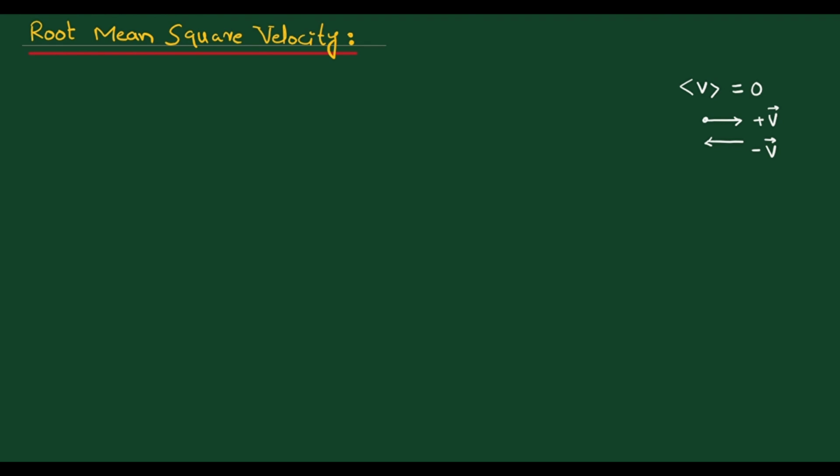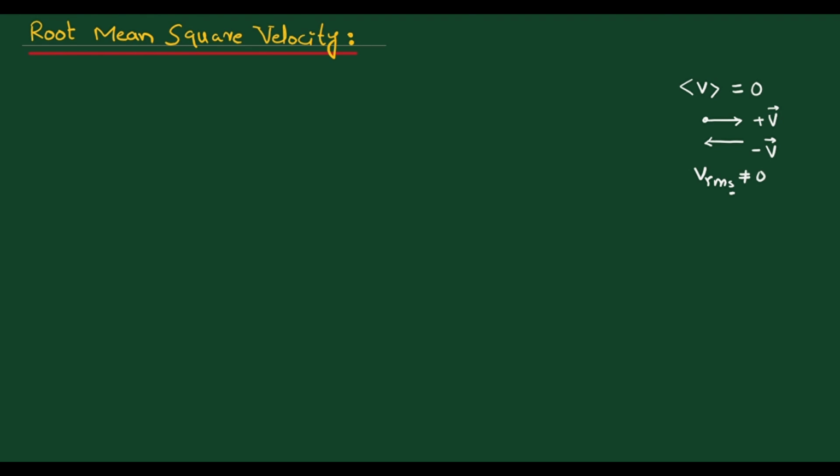But we have to take the root mean square velocity, and the root mean square velocity is not equal to 0, because in this case we have taken the square of velocity, which becomes positive. Now let's calculate the root mean square velocity.